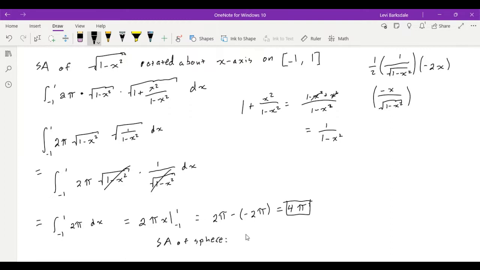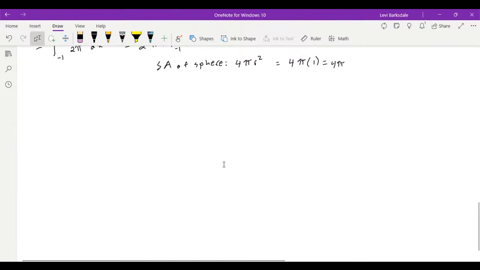The surface area of a sphere is 4 pi r squared. And in this case, because our radius is 1, our surface area would equal 4 pi times 1, which is, of course, 4 pi. So this does match what we already know. All right, so that's it for surface area. We'll go ahead and move on to taking a look at some differential equations.